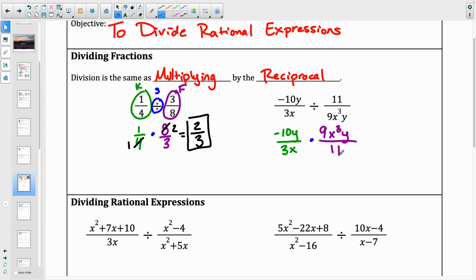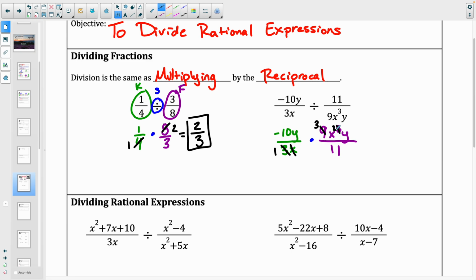So for the top left and bottom right, there's nothing really that cancels out because we have a negative 10y and an 11. But for the bottom left and top right, I notice that 3 goes into both 3 and 9. So that's going to turn the 3 to a 1, the 9 to a 3. And I see that I have an x on the bottom here, so that x is going to cancel with only one of these x's up here to turn it to an x squared.